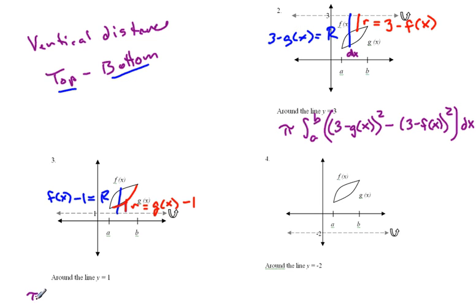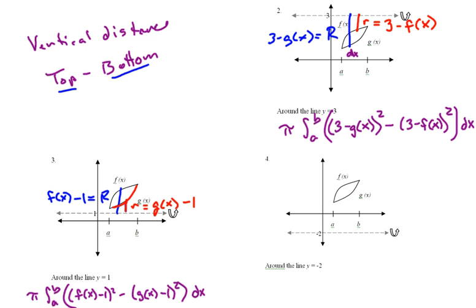So I've got pi, the integral. Again, these are stacked from a to b. Big radius, f of x minus 1 squared, minus little radius, g of x minus 1 squared, and all of that times dx.